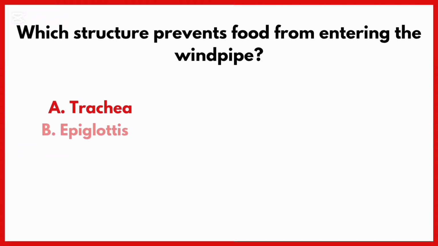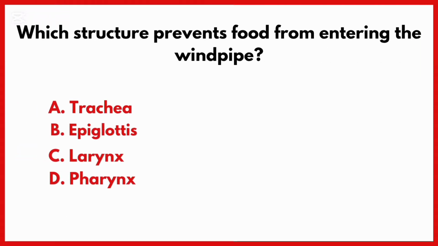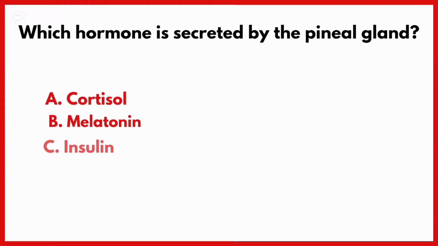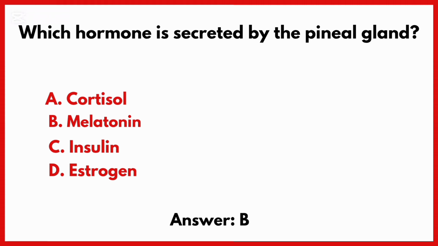Which structure prevents food from entering the windpipe? Correct answer is option B, epiglottis. Which hormone is secreted by the pineal gland? Correct answer is option B, melatonin.